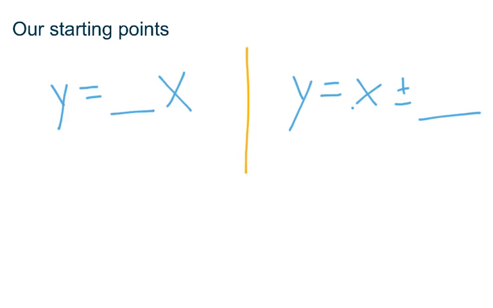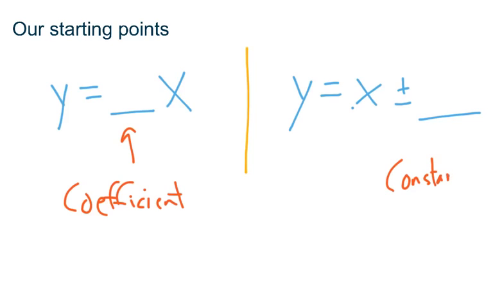One of them is going to take the form y equals something x. The other one is going to take the form y equals x plus or minus something, depending on the circumstances. And so the big difference we have here is we have to ask ourselves, are we looking for a coefficient? So this would be a coefficient. Or are we looking for a constant? Which would be there. So that's the first thing we have to keep in mind.